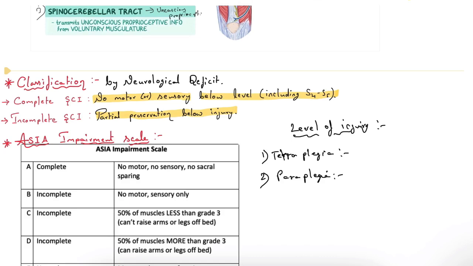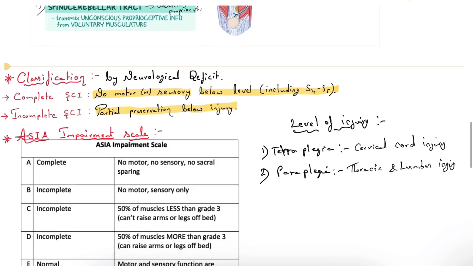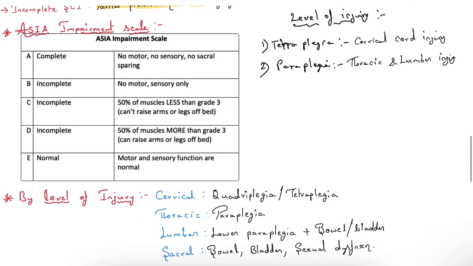Where we can see tetraplegia: if any patient got a cervical cord injury, we can say that patient has tetraplegia. If any patient has paraplegia, we have to think about a thoracic and lumbar injury. Okay, this thing is very important, that's why I am mentioning it here.